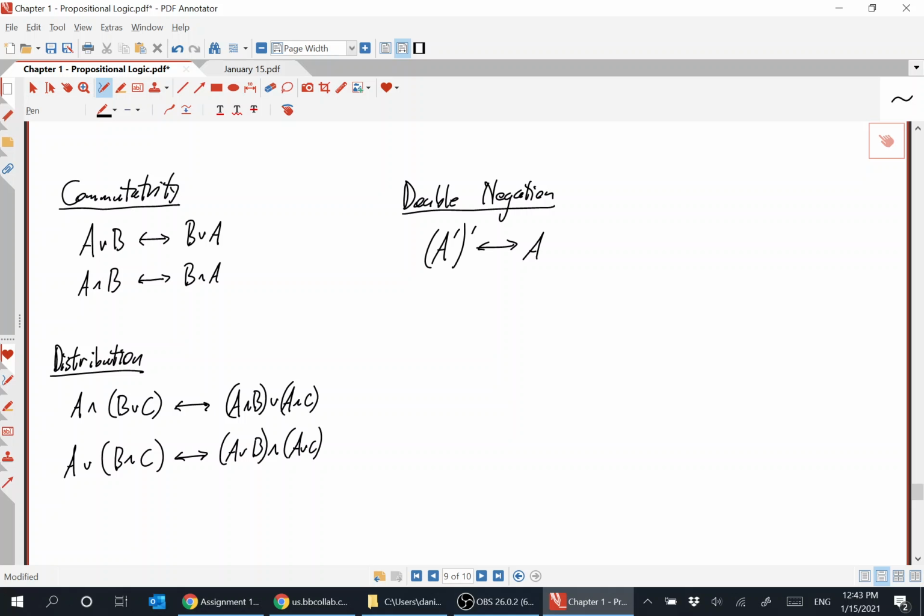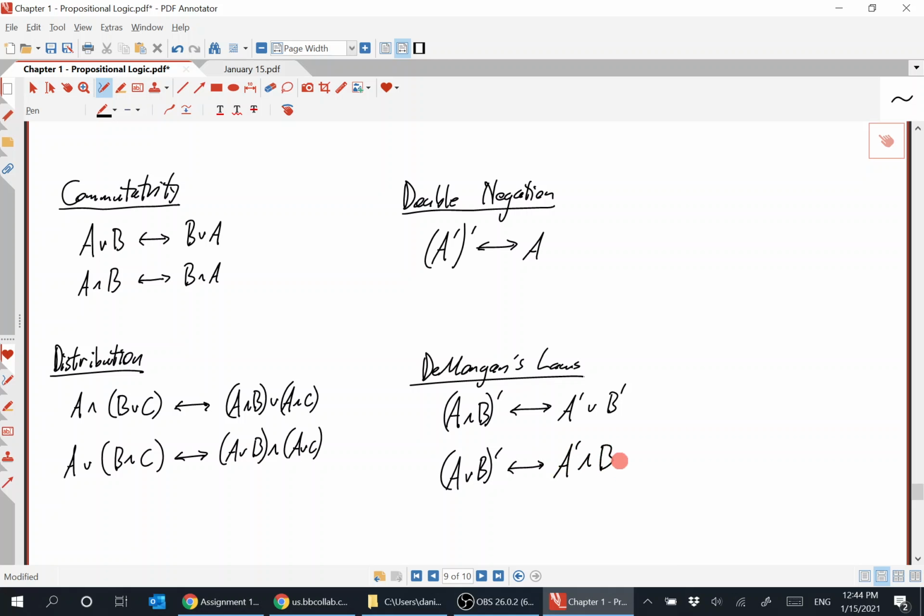Double negation, commutativity, De Morgan's laws. If you want to negate A and B, it's not A or not B. And if you want to negate A or B, it's not A and not B. And this is the neither-nor construction in English.